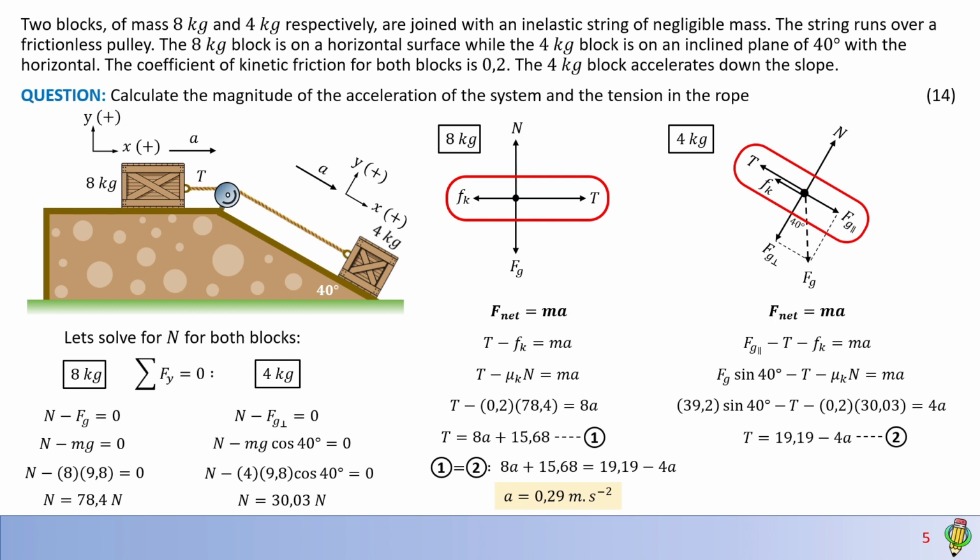The question wants us to find the tension in the rope. So we're going to substitute that value into either of the two equations. I'll choose equation 1 in this example. Then I'll have 8 multiplied by the value of acceleration, which is 0.29, plus 15.68. Then I get a tension force of 18 newtons. And this is all you need to know to master Newton's second law problems.